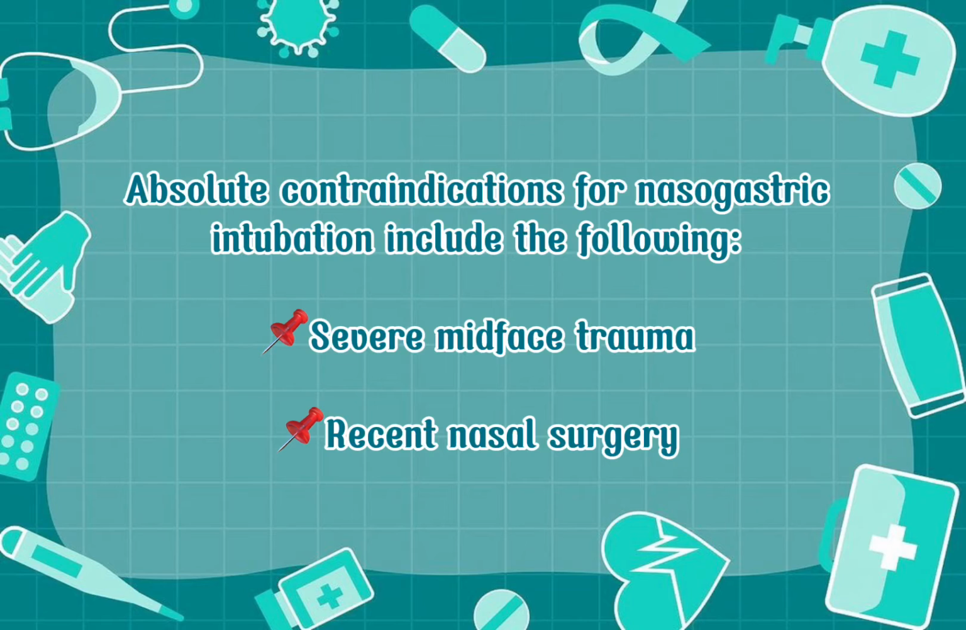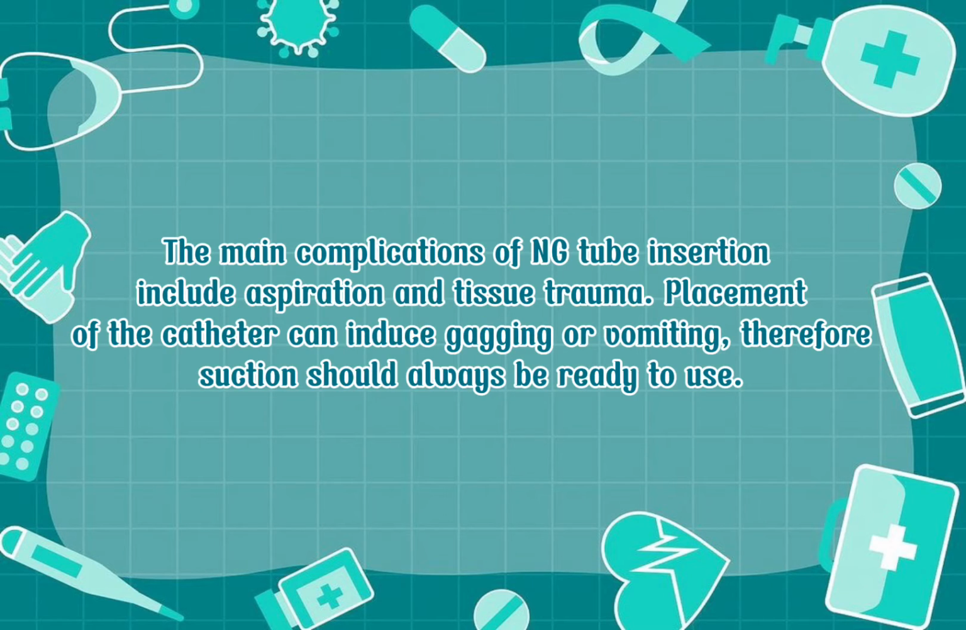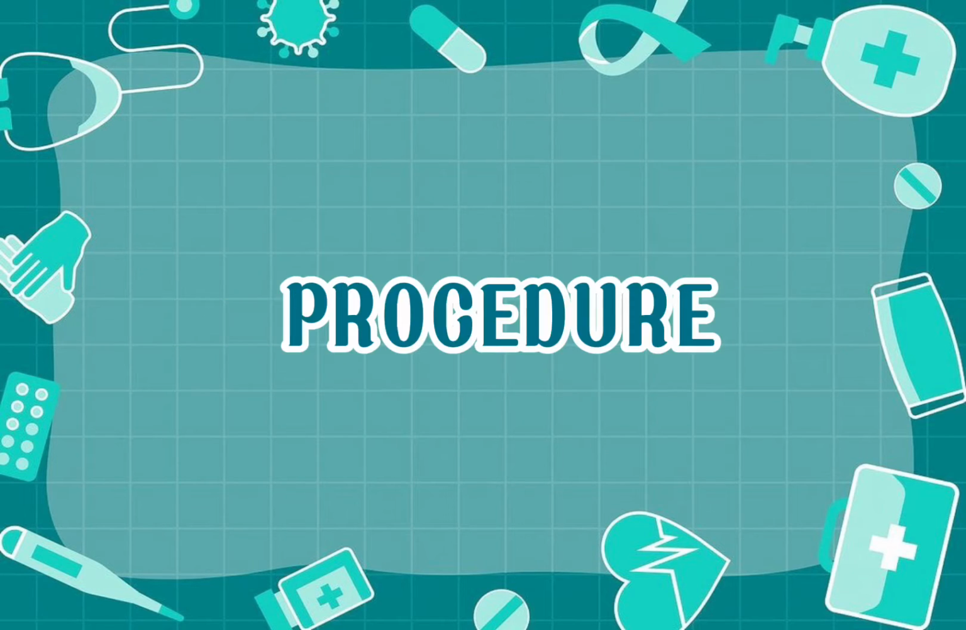The absolute contraindications for nasogastric intubation include severe mid-face trauma and recent nasal surgery. The main complications of nasogastric tube insertion include aspiration and tissue trauma. Placement of the catheter can induce gagging or vomiting. Therefore, suction should always be ready to use in case this happens.